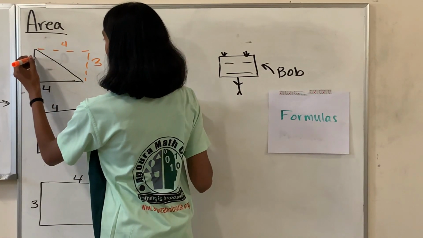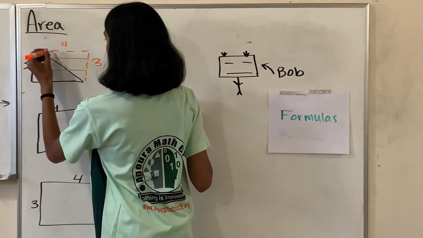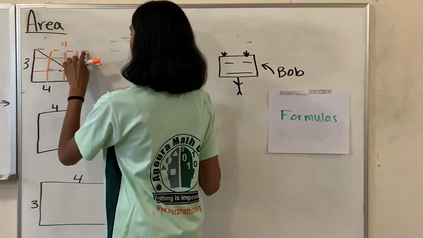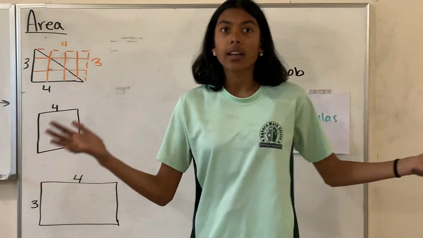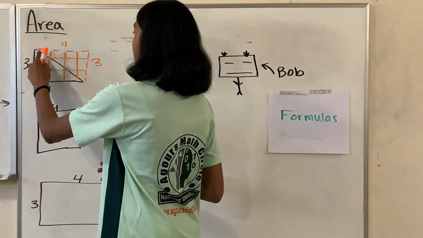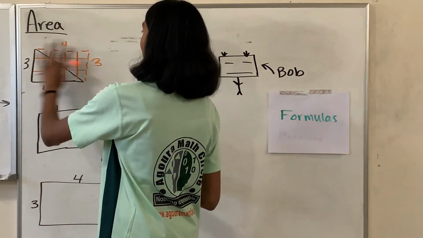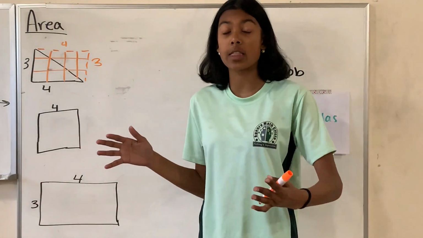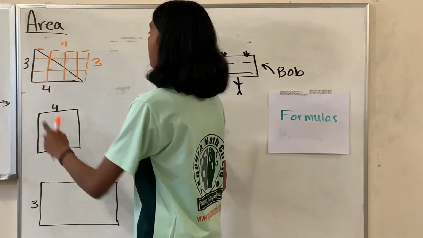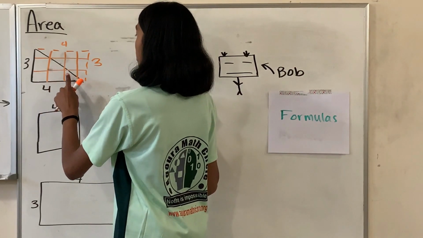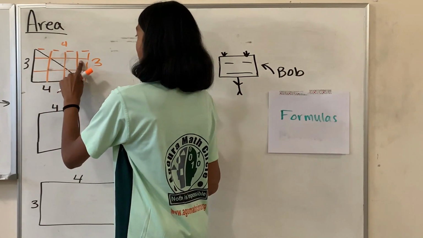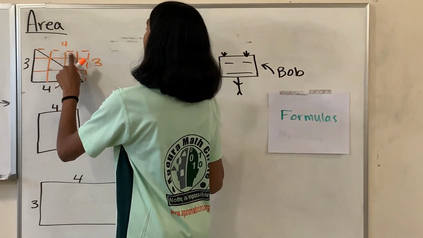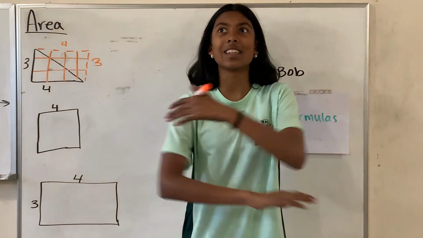And then we're going to draw our mini squares. Since this is 4, there's going to be 1, 2, 3, 4, and this is 3, 1, 2, 3. Yay! So basically, we can see that this triangle is exactly half of this rectangle, which is cool. So we're going to count how many squares are in the entire rectangle, and then we're going to divide it by 2. So 1, 2, 3, 4, 5, 6, 7, 8, 9, 10, 11, 12. 12 squares in the entire rectangle.